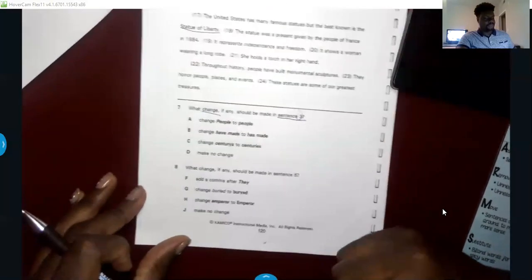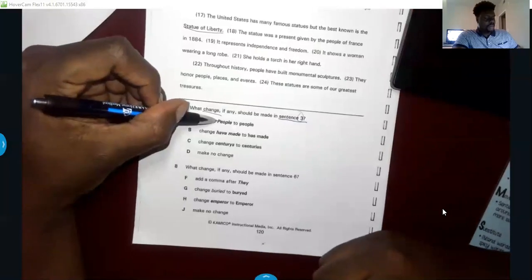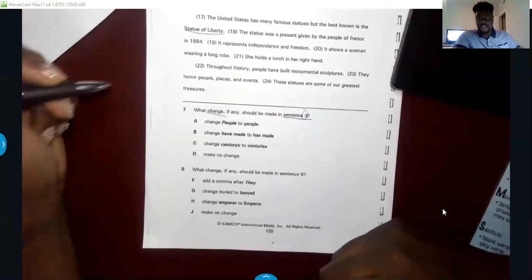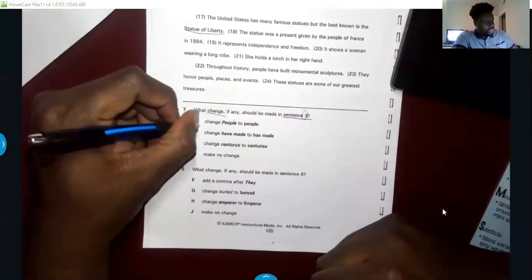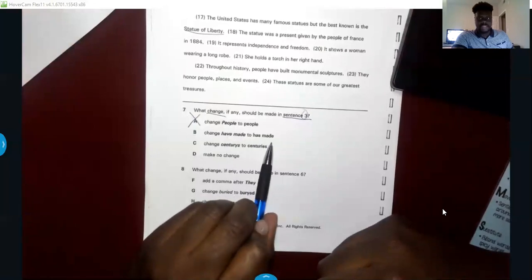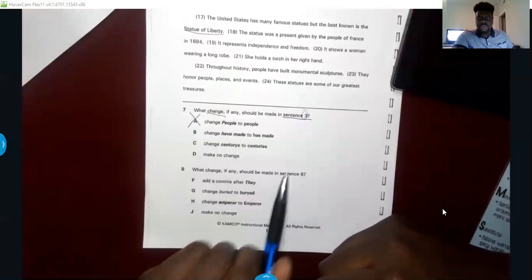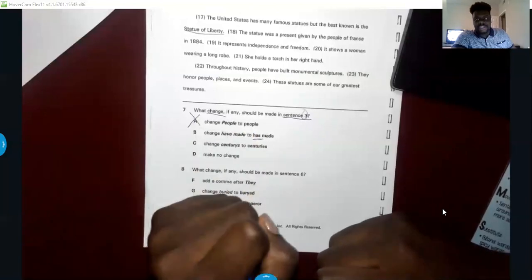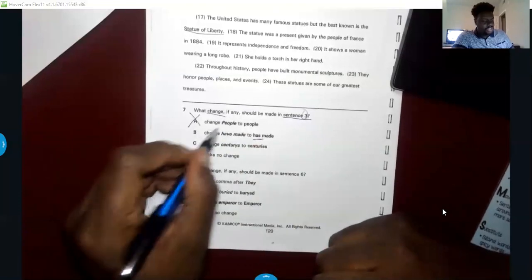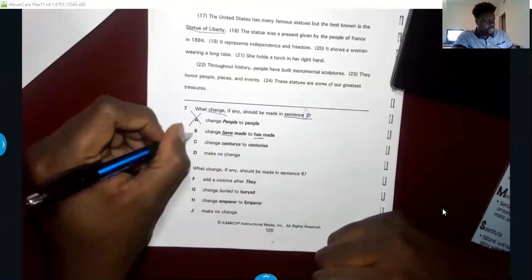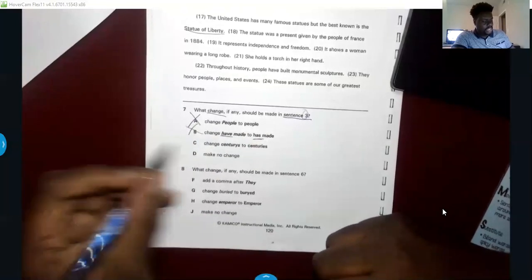Change capitalized people to lowercase people. Well, people comes at the beginning of the sentence, so the beginning of the sentence always has to be capitalized, so that doesn't make sense. Change have made to has made. They has made, they have made. More than one person. Has is singular. It has. He has. But they're talking about many people. So have made, plural. So we wouldn't make that change because that's correct.